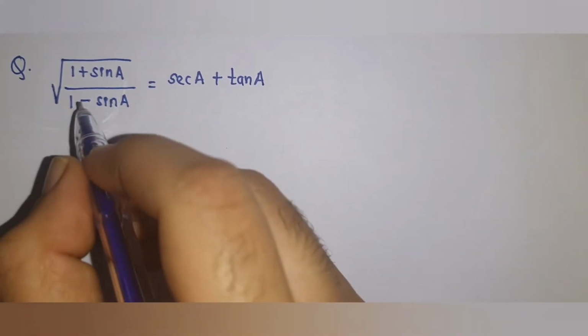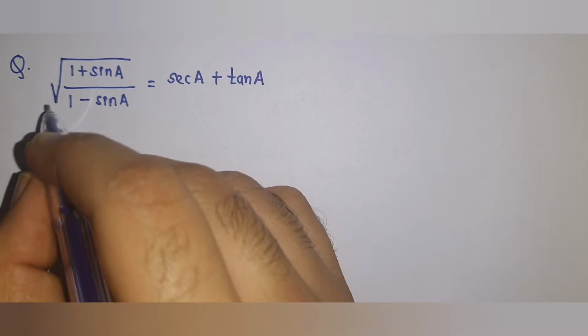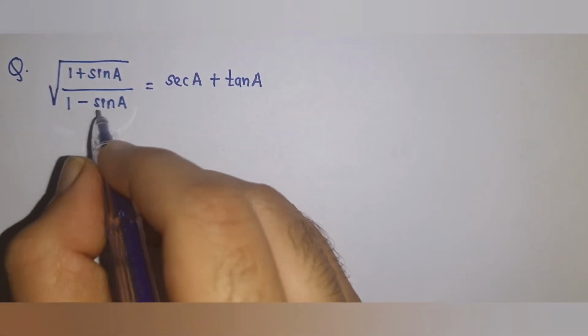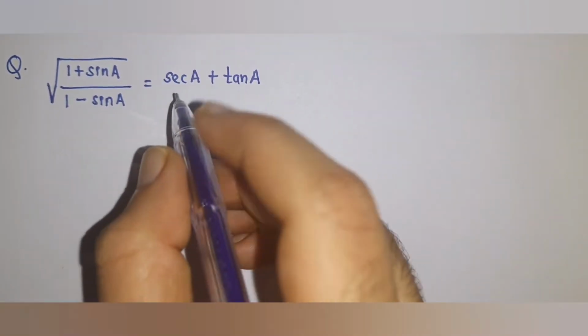Today we'll see this sum. We have to prove this LHS is equal to RHS. Here, under root of (1 plus sin A) divided by (1 minus sin A) is equal to sec A plus tan A. We have to prove this.